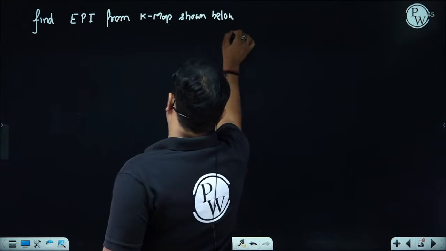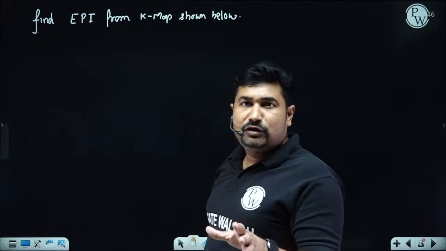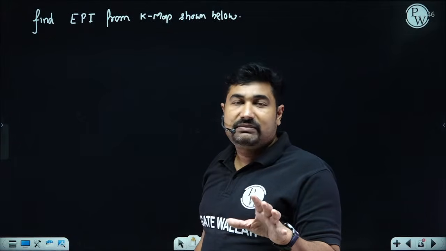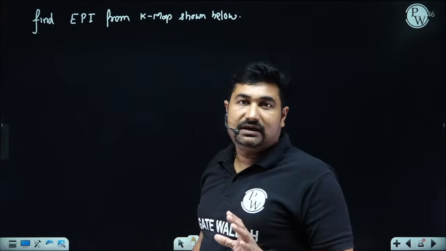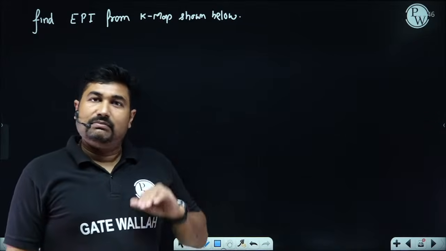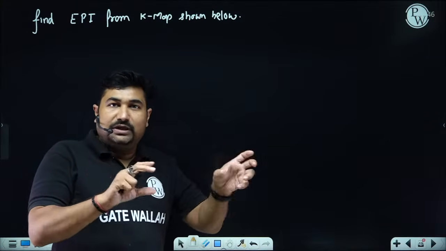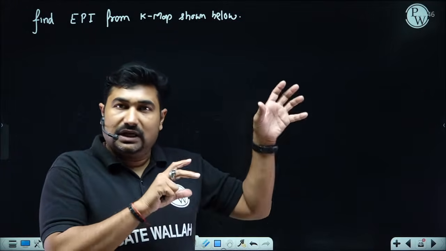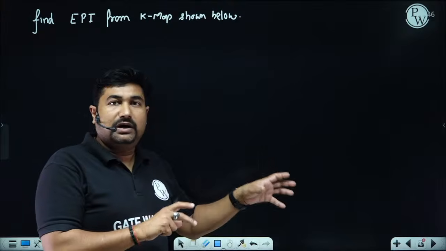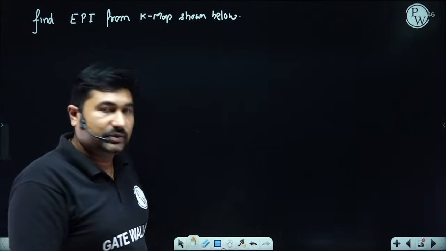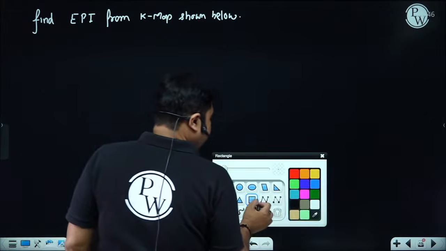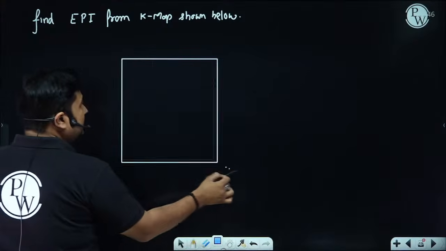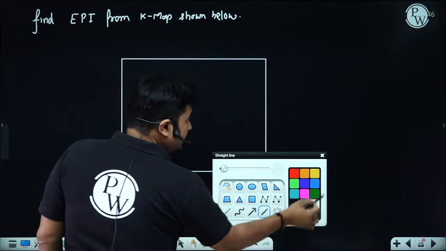You have to follow the same EPI rule for the POS as well, but always remember EPIs are defined for the product term, not for the SOP term. But we will follow the same rule. First we find those logic zeros which are somewhere apart, then we will follow the pairing, quading or octating accordingly. Is it okay? Great.